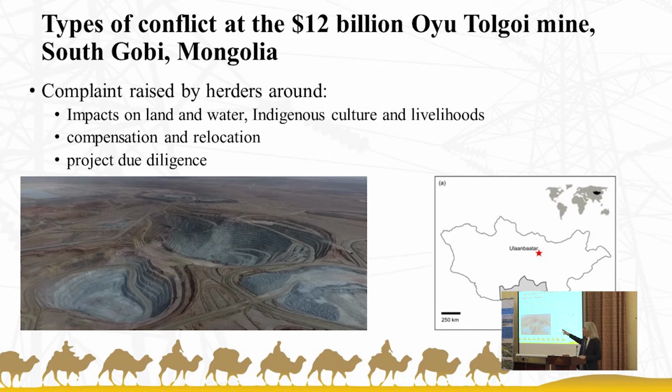Okay, and in this area, the big mine that we all hear about, and many people in Kyrgyzstan have talked about this, is Oyu Tolgoi, $12 billion. And in this environment, the herders were able to raise a complaint of impacts on land and water, indigenous culture, and livelihoods in southern Mongolia. Here's the site. It's only 80 kilometers from the Chinese border. And yes, all the minerals are exported to China. So that's where we get this strong trans-border angle.